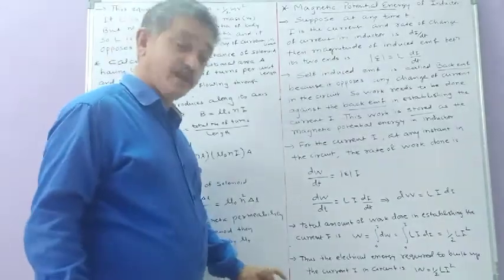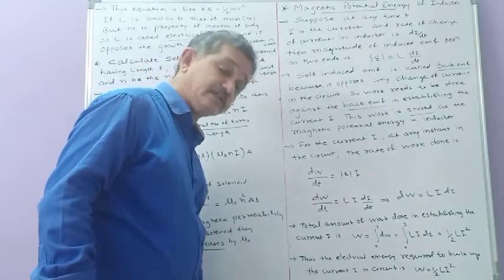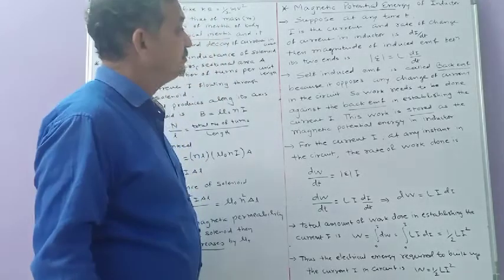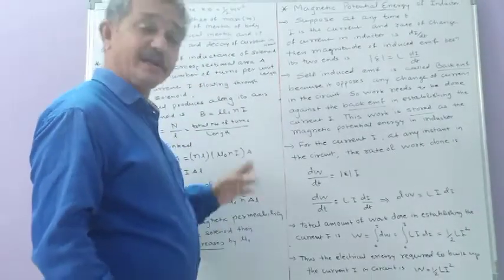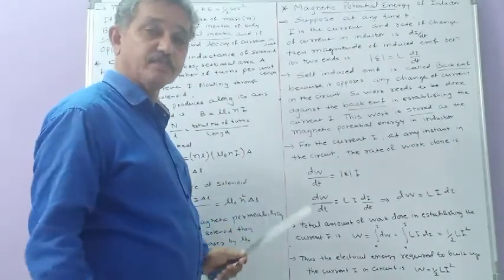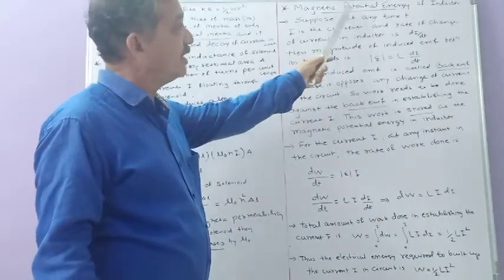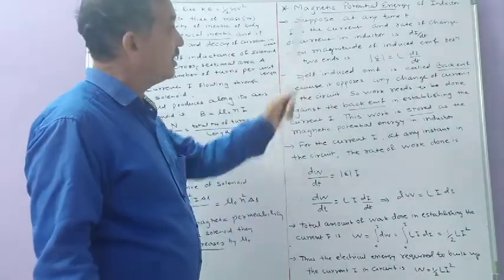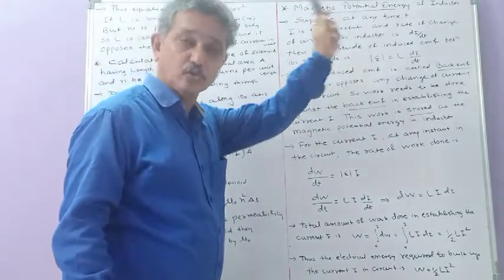Now as you know, in capacitor there is an electrostatic potential energy stored due to presence of electric field. Similarly in inductor, due to presence of magnetic field, the magnetic potential energy is stored. So now we derive an equation of magnetic potential energy stored in inductor.